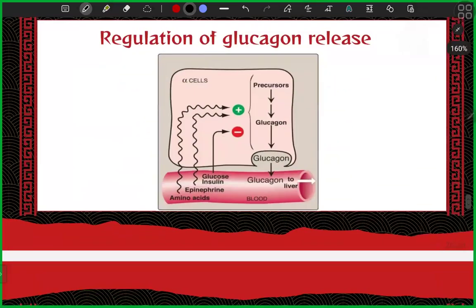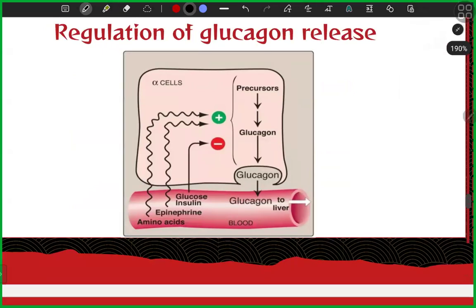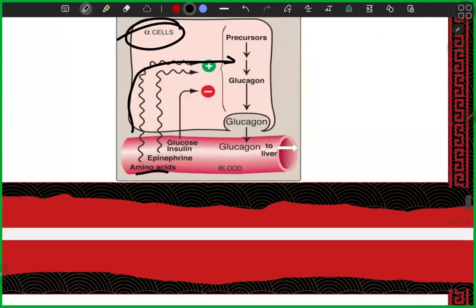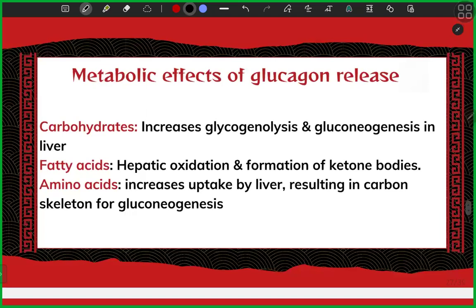Again, this diagram is for glucagon. The previous one was for insulin. This is in alpha cells. You have amino acids, which increase glucagon. Insulin is going to take all the amino acids, and glucagon is going to fight the insulin and basically prevent hypoglycemia. Epinephrine in alpha cells is going to increase glucagon, so you have increased glucose, and then you can use it in the muscles effectively. Insulin we don't need here. Then you have the metabolic effects of glucagon release.